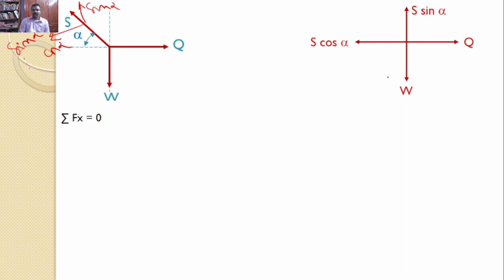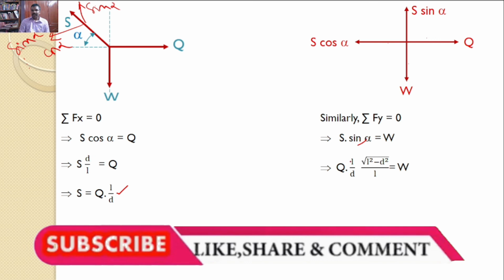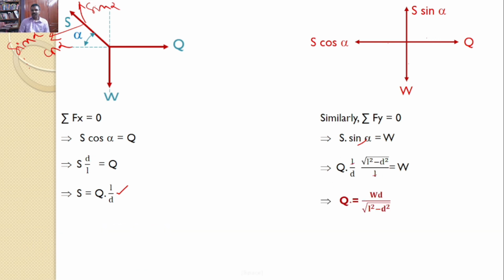Now you can use your equilibrium equation sigma Fx is equal to 0. There are only two forces, both the forces are opposite, hence S cos alpha is equal to Q. But we know that cos alpha is equal to d by L, or S into d by L is equal to Q, or I can write S is equal to Q into L by d. This is one answer. The other one is sigma Fy is equal to 0. There are only two forces. These two forces must be equal. Hence I can write S into sin alpha is equal to W. Now S means Q into L by d, and sin alpha is root of L square minus d square by L, and L gets cancelled, and after simplification you will get Q is equal to W into d by root of L square minus d square.